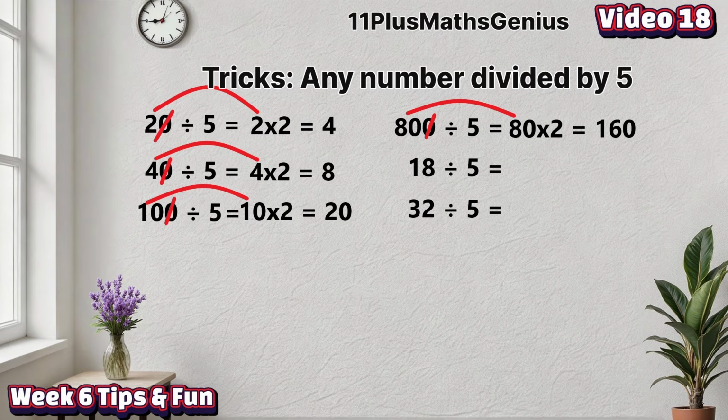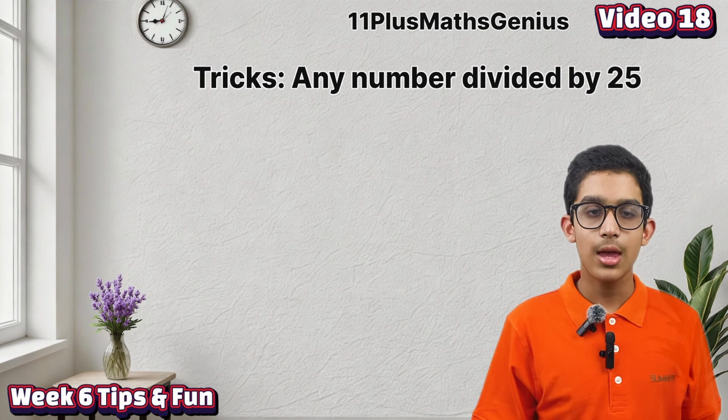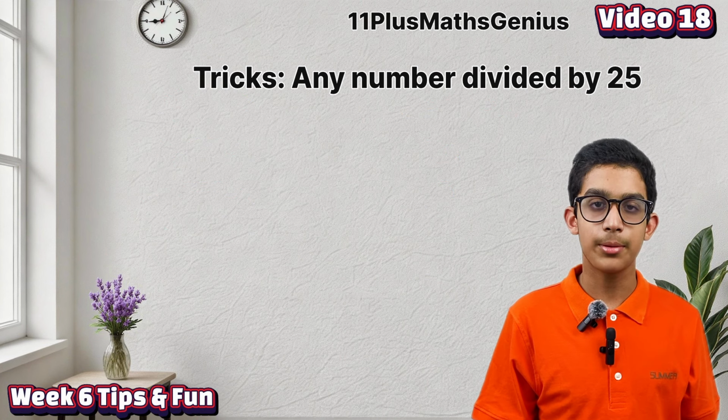18 divided by 5. 18 times 2 is 36. Put a decimal after 3. 32 divided by 5. 32 times 2 is 64. Put a decimal after 6. Amazing, isn't it? Dividing by 25.